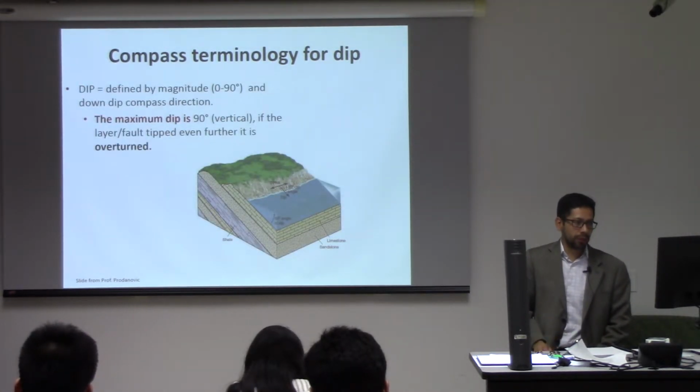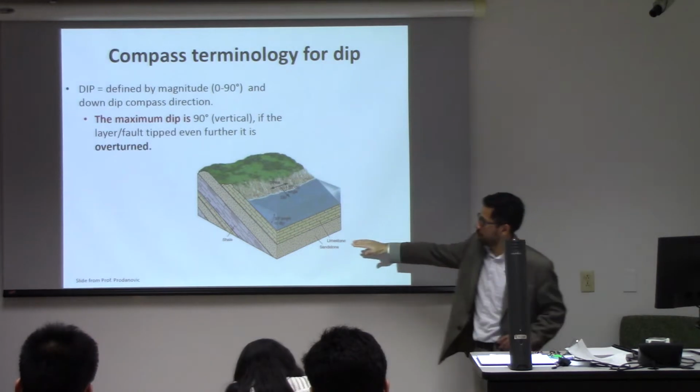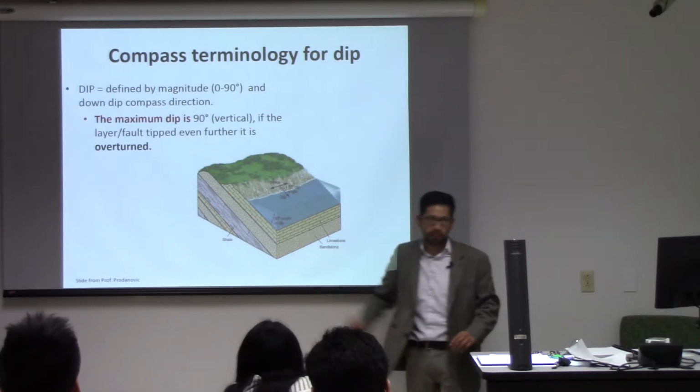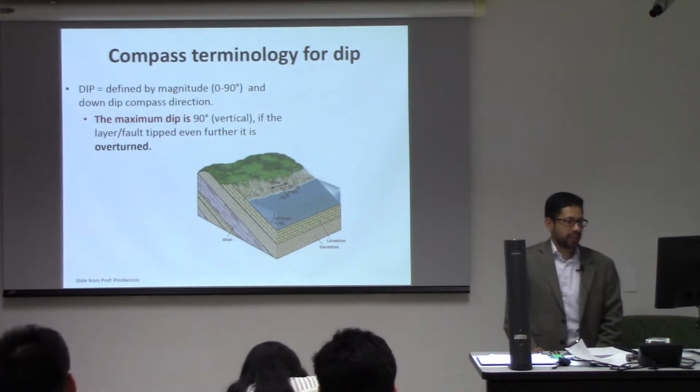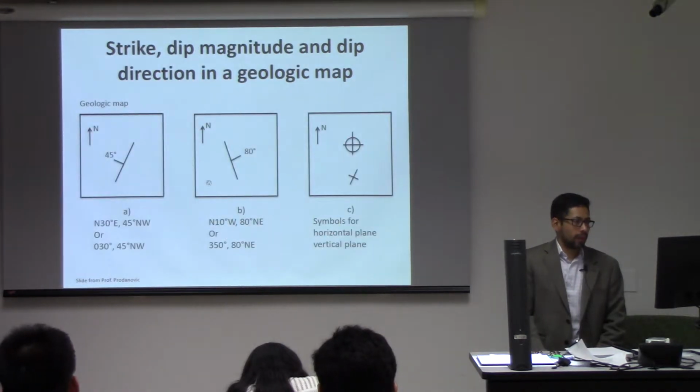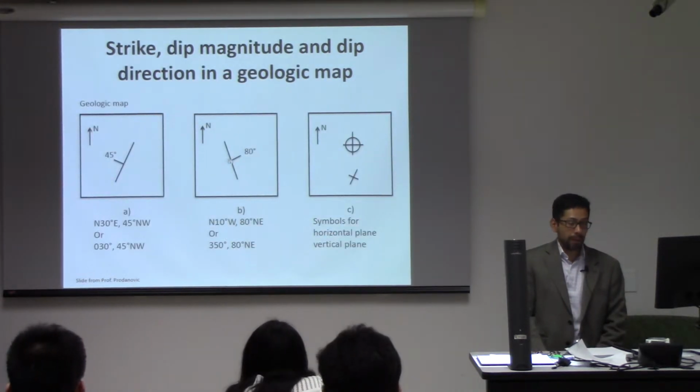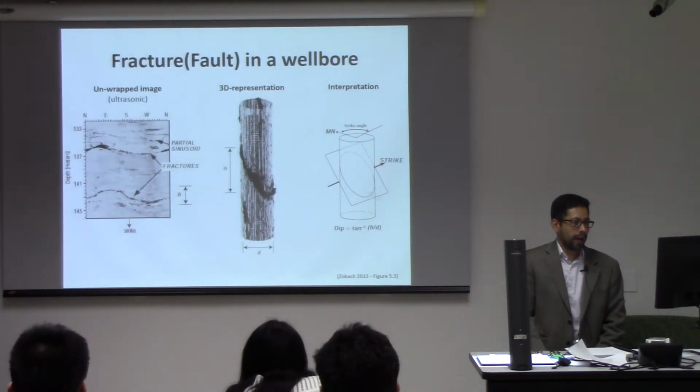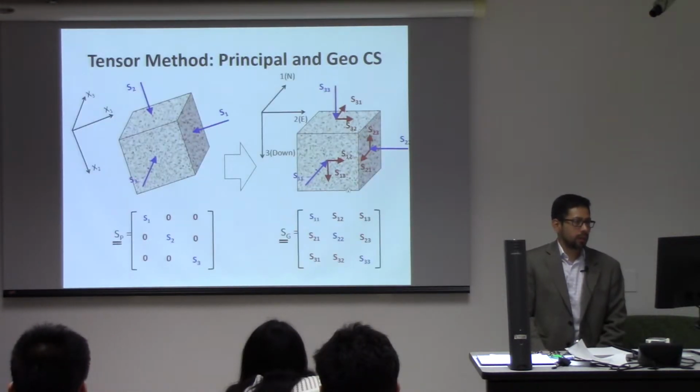And the dip, we already talked about the dip. So dip of 0 degrees is a horizontal plane. Dip of 90 degrees is a vertical plane. And this is what you see in geological maps when you see dip. And we already talked about this, and we were starting to talk about that, right?